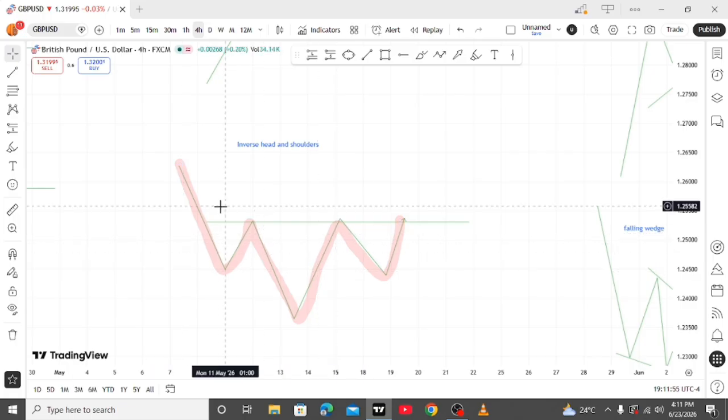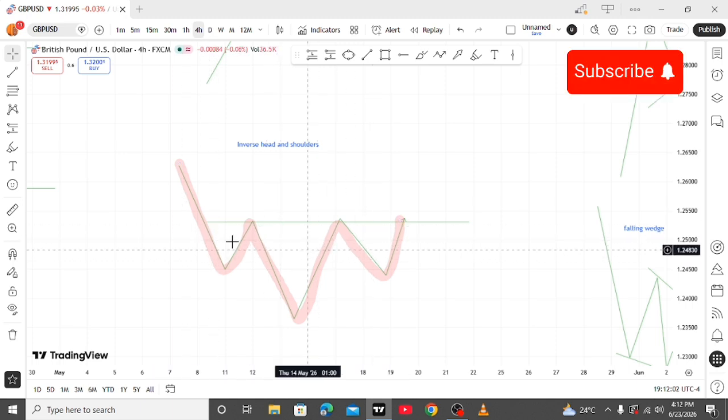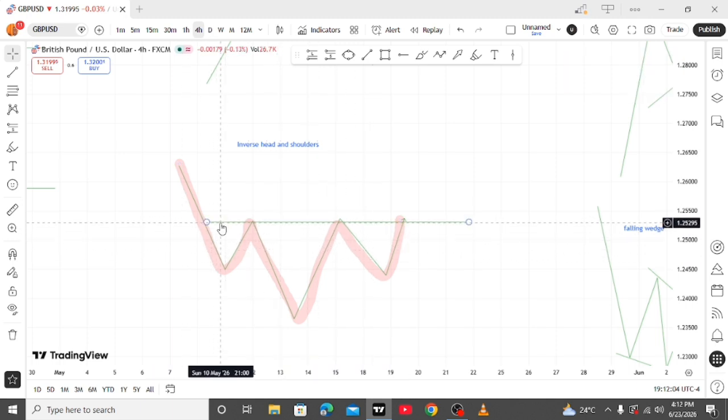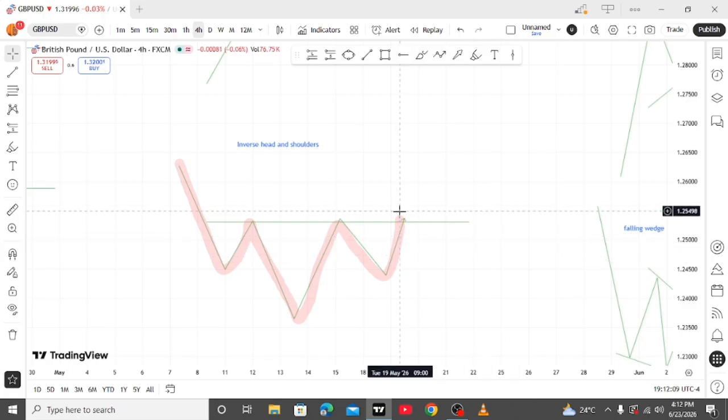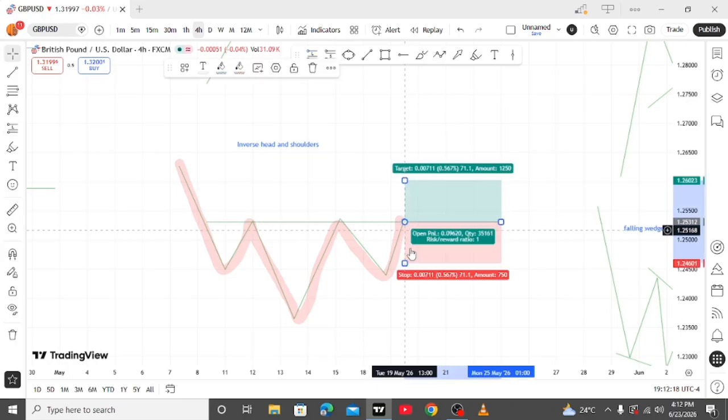So what do we do? We mark out our trend line, or you can say neckline. This is the neckline of the head and shoulders. It's called a trend line. So we mark out our trend line and wait for price to break above our trend line. And this is where we enter for a long position because the market is about to go up.